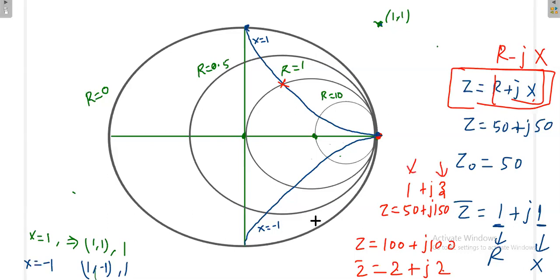Then only you can point out your point. You can point out your point. Okay, so this is the idea of the Smith chart.